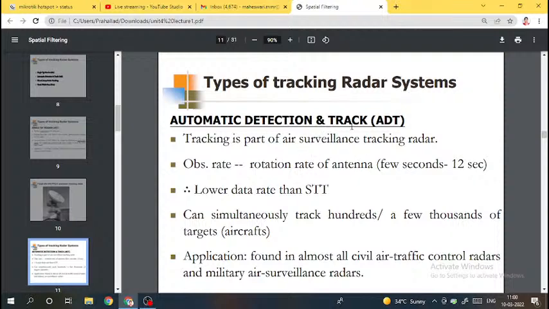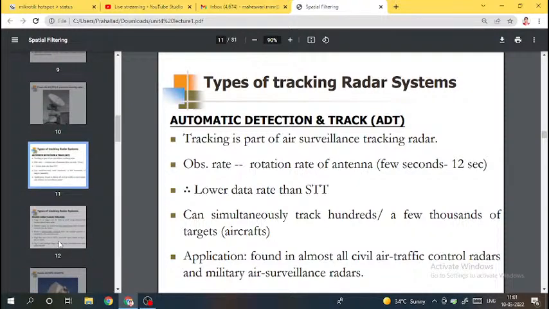This type of tracking is a part of air surveillance tracking radar, and observation rates vary from a few seconds to 12 seconds, so the data rate is lower compared to single target detection. But the advantage in automatic detection and tracking radar is that it can simultaneously track hundreds to a few thousand aircraft. In the first one only a single target can be detected, but the data rate is high. Here you can detect hundreds of aircraft, and because of this it is found in almost all civil air traffic control radars and military air surveillance radars.